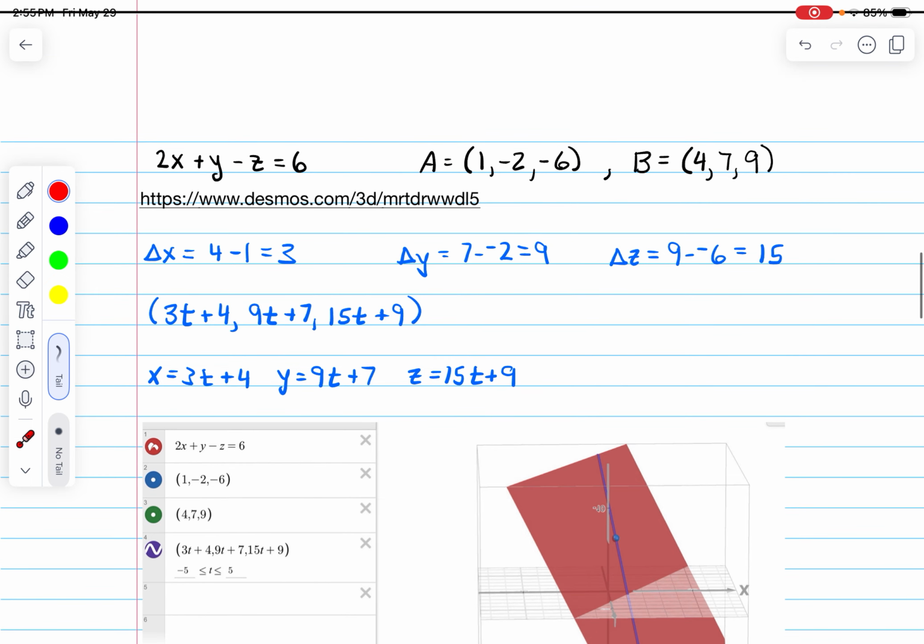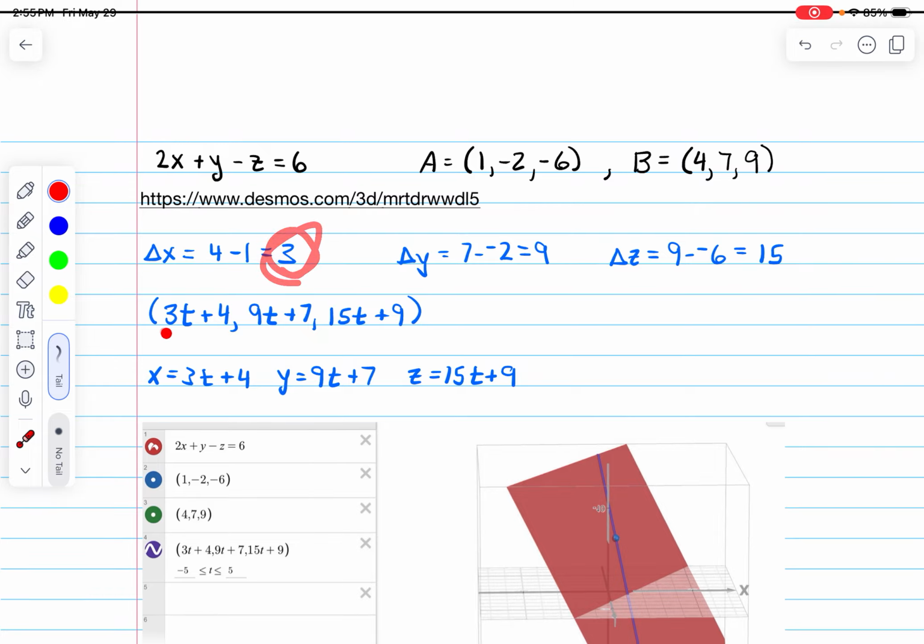Okay? So look, first thing I need the delta x. Here it goes. 4 minus 1 is 3. Then I need the delta y. 7 minus a negative 2 is 9. Now the delta z. 9 minus a negative 6 is 15. So dig what I've got.